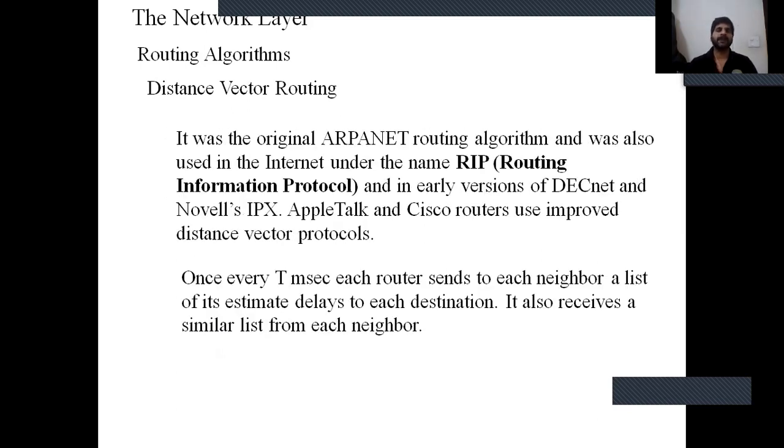The distance vector routing algorithm was the original ARPANET routing algorithm, and this algorithm was also used in the internet under the name of RIP, Routing Information Protocol, and in early versions of DECnet and Novell IPX. AppleTalk and Cisco routers use improved distance vector protocols.